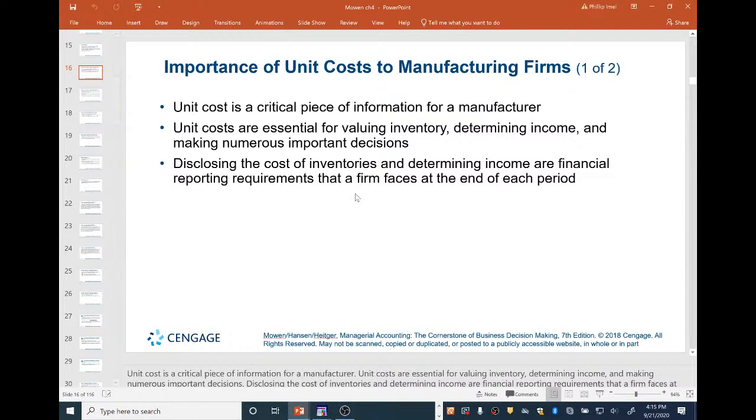So, the importance of unit cost to manufacturing firms. This is a critical piece of information for a manufacturer. Unit costs are essentially for valuing inventory, determining income, and making numerous important decisions. Disclosing the cost of inventories and determining income are financial reporting requirements that a firm faces at the end of each period. So we can see, with GAAP requiring the cost of goods sold and the profit based upon these materials, why this would be relevant even internally within the company, because it has to be reported externally as well at the end of the period.